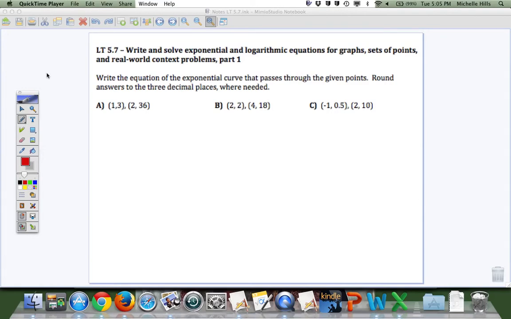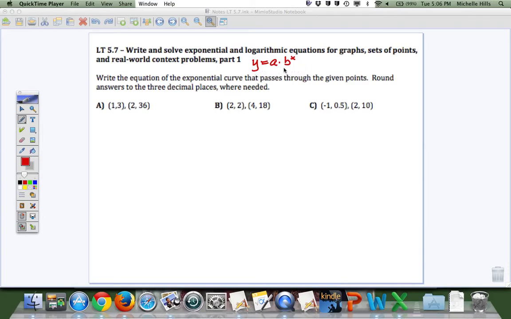So we need to be able to write an exponential or logarithmic equation given a set of points. In this case, we're looking at an exponential equation from a set of points. We're not going to be doing anything tricky on these. These are just going to be in y equals a times b to the x form. So we're not looking at translating these left, right, up, down. We're just looking at a vertical shrink or stretch of some kind of an exponential function.